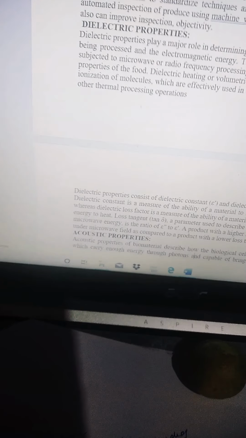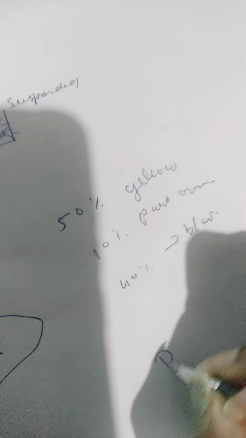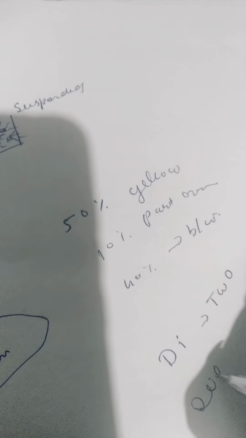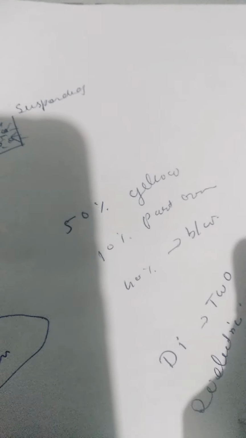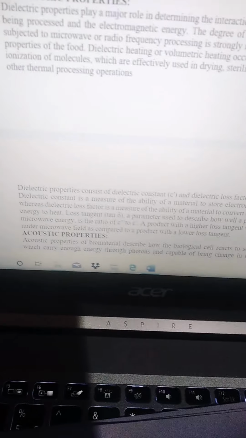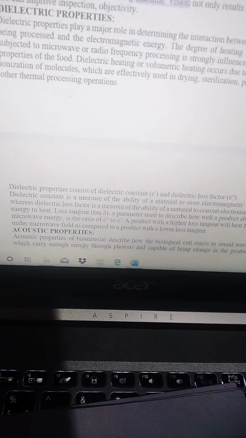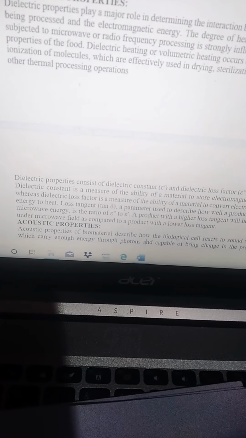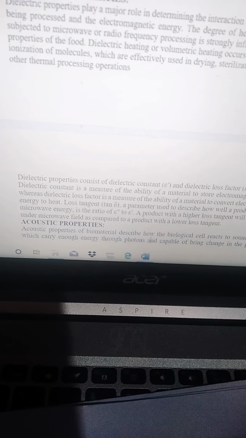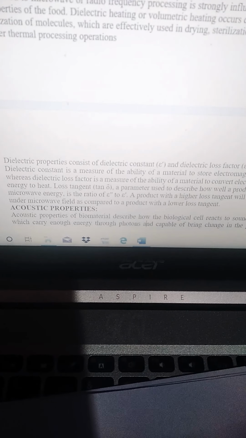So now our next property is dielectric property. As its name suggests, dielectric, di means two, so dielectric means two electrical charges. Basically, dielectric means insulating material or poor conductor of electric current. It means when we place dielectric material in an electric field, no current flows but polarization occurs.